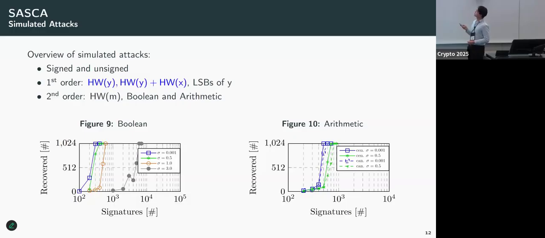For the second order attack, we simulate attacks based on the Hamming weights of individual shares, for shares that are protected in Boolean masking and also arithmetic masking. And this is the result. What's interesting in figure 9 is that you can see that even in this gray line here, when the noise level is considerably high, the attacker will still be able to launch a second order attack on the first order protected ML-DSA. And the amount of signatures we will need is not astronomical.